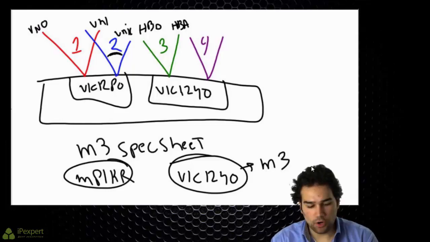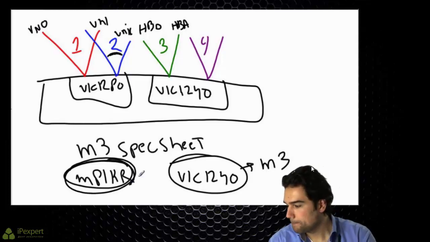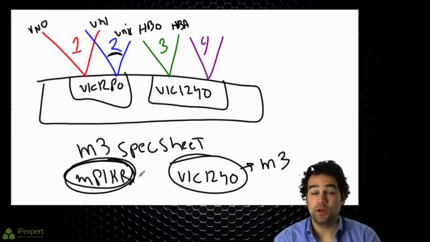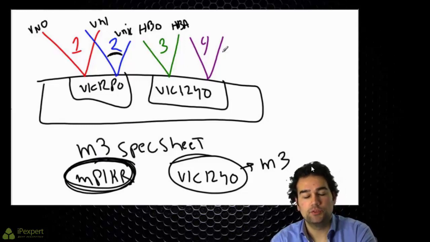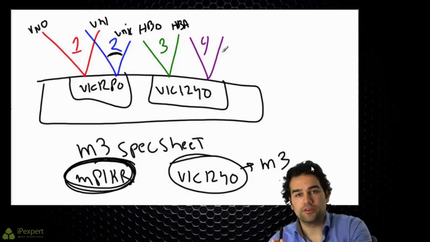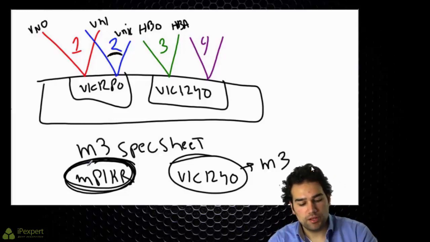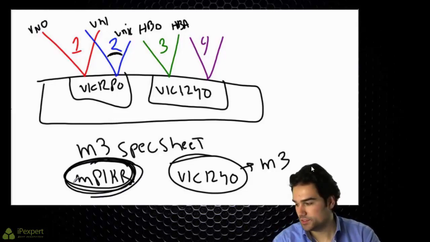In my lab, I only have the M81KR. But like I said, even when you only have this hardware, I can still provision things into different VCon groups. So in the end, in the hardware, it's going to look different, but on the configuration, I can still get questions about this.